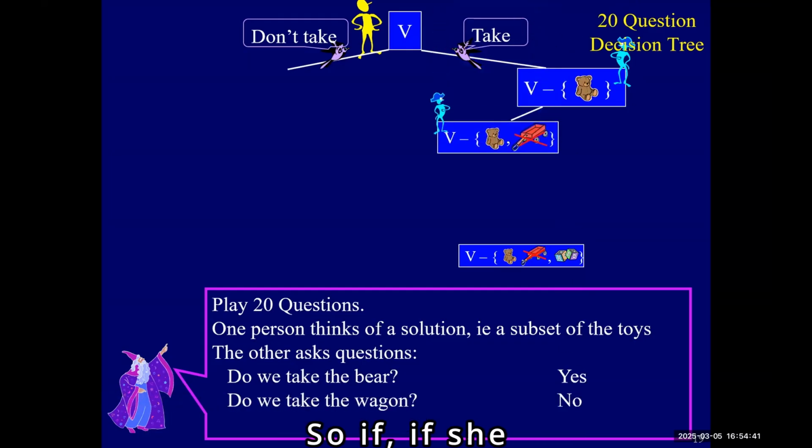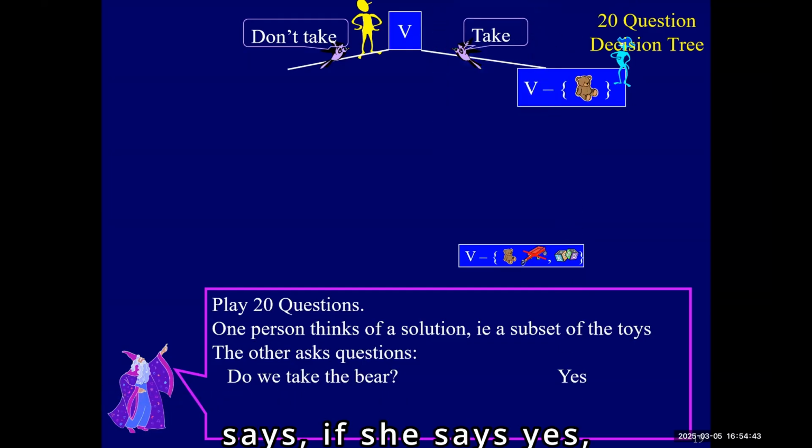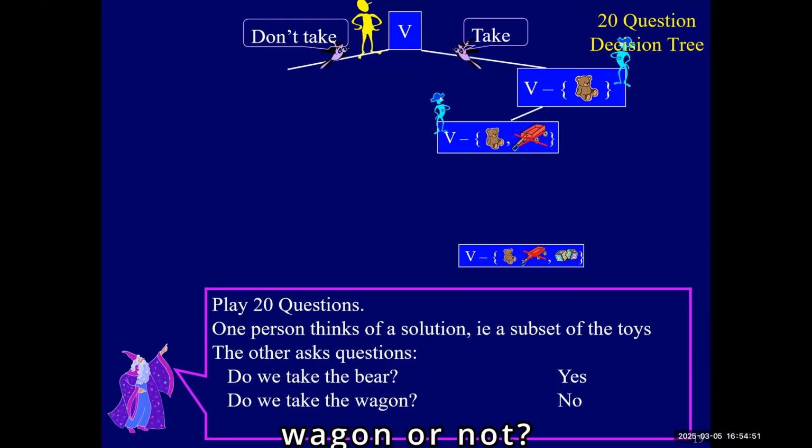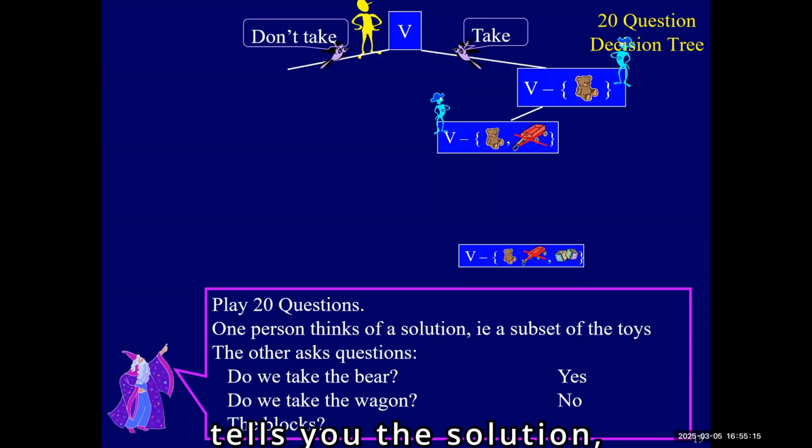So if she says yes, take it, then we put it in there. And then we can ask, do we take the wagon or not? And she says no, so we don't put in the wagon. That follows yes, no, yes, no down this tree until you get to a leaf. And then the path defines the entire solution. Every object we ask, do you put it in or not? So the path down tells you the solution.